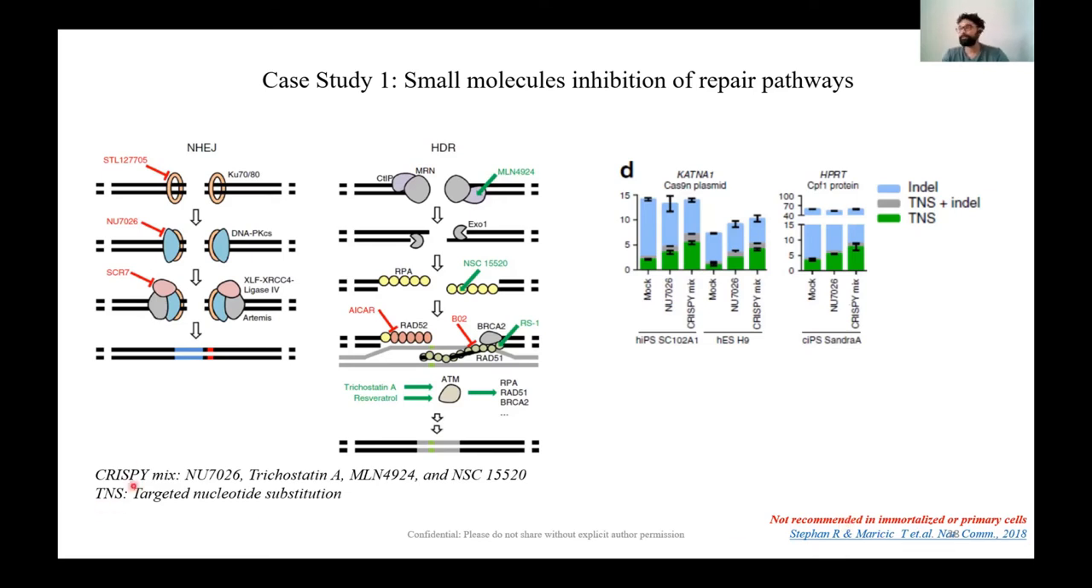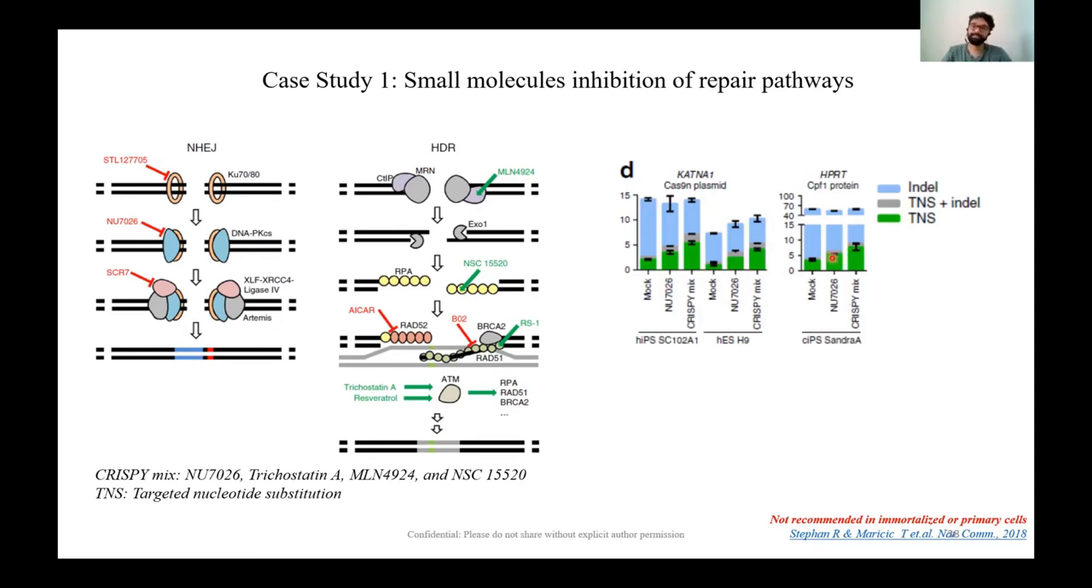This is called CRISPY mix, right? This version uses one small molecule that inhibits NHEJ, the other trichostatin, and MLN4924 and NSC 11520 increase HDR in these versions. And indeed, if you compare these columns for targeted nucleotide substitution, if you just focus on the green, they kind of increase by 2 to 3 percentage points.